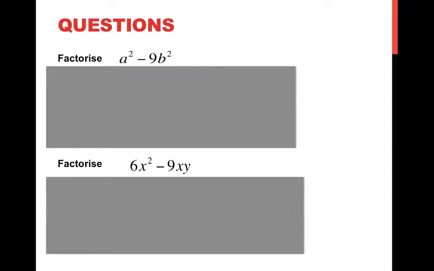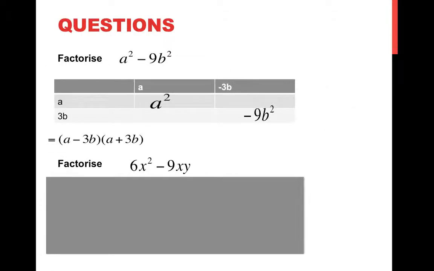Right, let's get started. Right, a squared take away 9b squared. At first, you look at it and it seems quite tricky, but it's not too bad. Noticed I've put a squared here, take away 9b squared at the bottom here. The reason I did this is because it always helps when I think of it visually, when you've got it in a grid, you've got your a squared here and your 9b squared there.